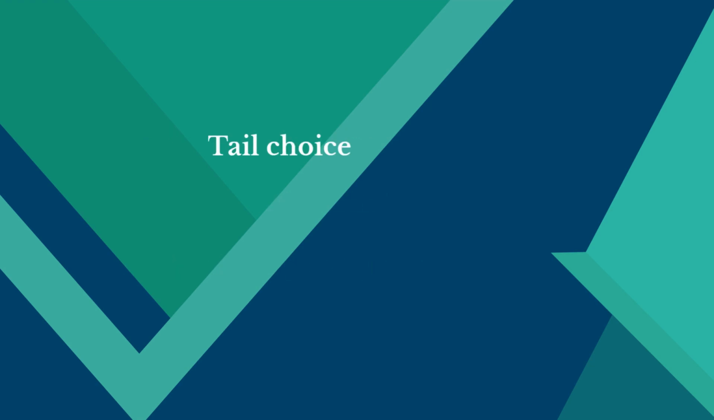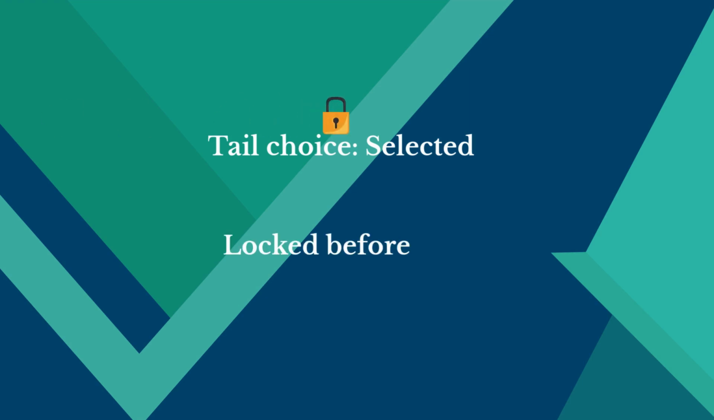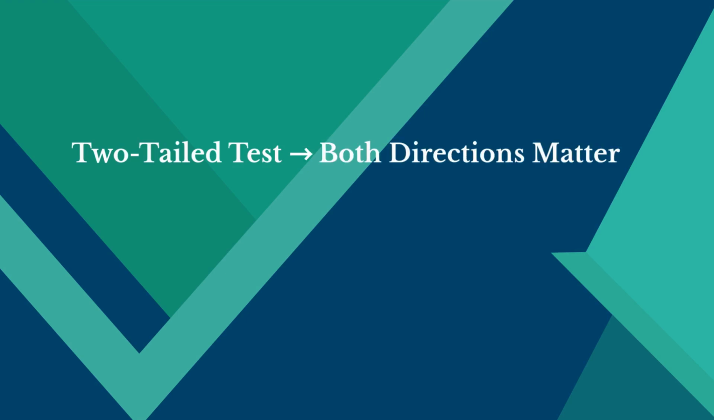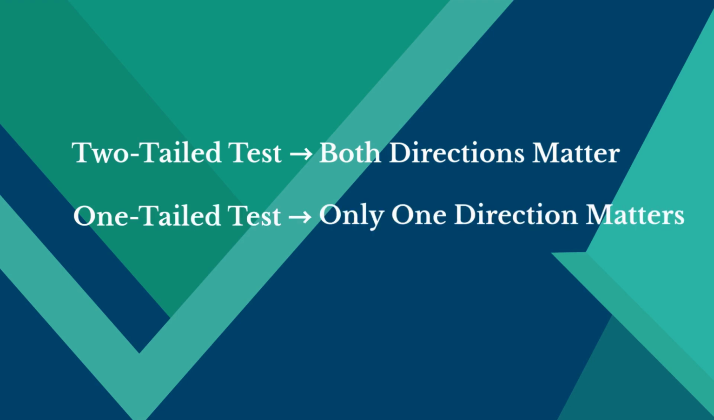And here's the most important part of the rule. Tail choice must be made before seeing data, not after, or conditionally, or even when results are close. Because p-values are calculated under the assumption that this decision was fixed in advance. So let's summarize the rule clearly. Two-tailed test when both directions are meaningful, and one-tailed test when only one direction is meaningful. No shortcuts, no flexibility after the fact, just a clear rule applied before analysis begins.